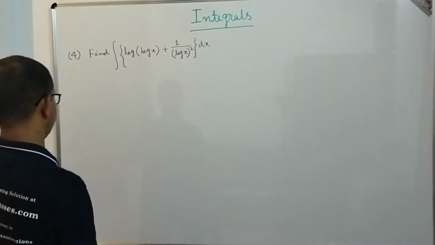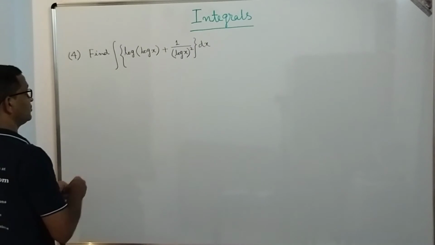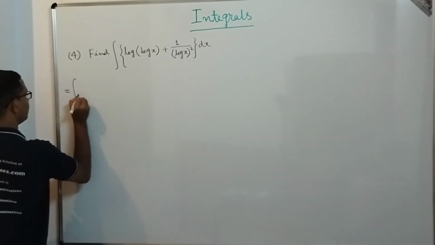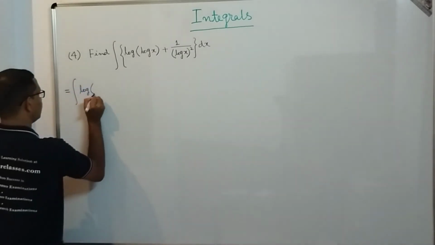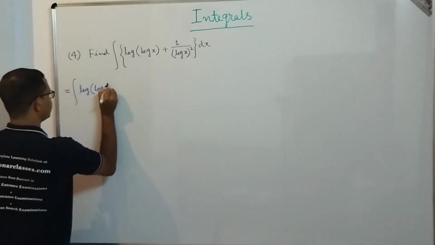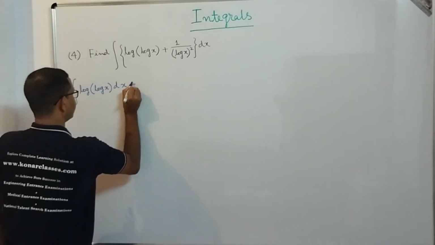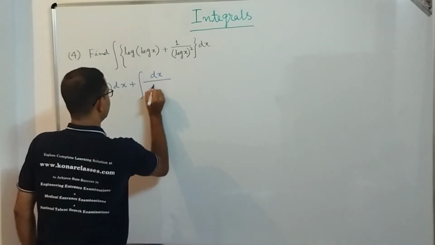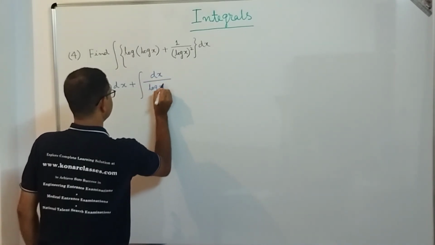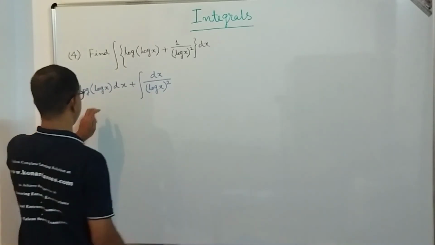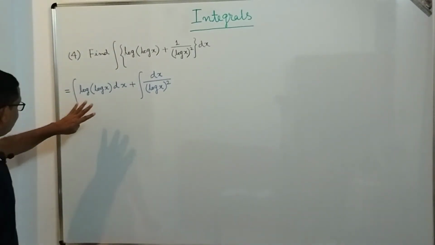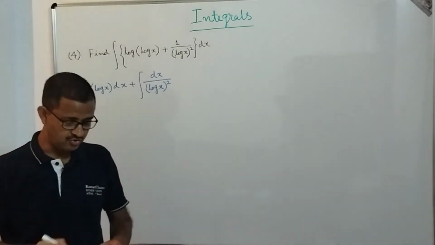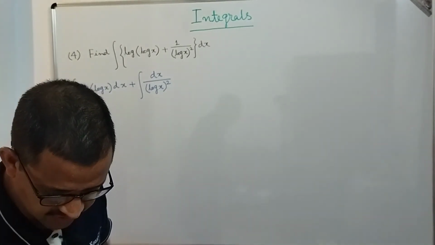Okay, how to perform that one? So dear students, what we can write here is that this integration becomes integration of log x dx plus integration dx by log x whole square, correct? So this is the one. Let us now focus on performing the integration of log x dx. How to perform the integration of log x dx, let us concentrate.